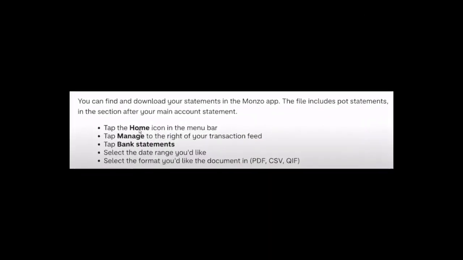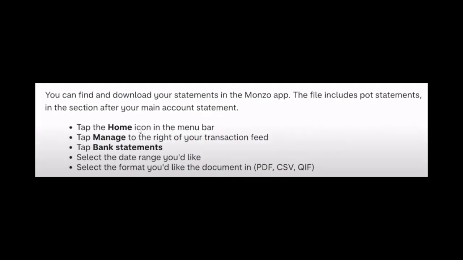So here we go. First things first, of course, open up the Monzo application, and then tap the home icon in the menu bar. That is the first section on the lower left. After that, click the manage button on the top right of your transaction feed. That's going to be the three lines on the top right. Next is bank statements. That is the first section on the new landing page.